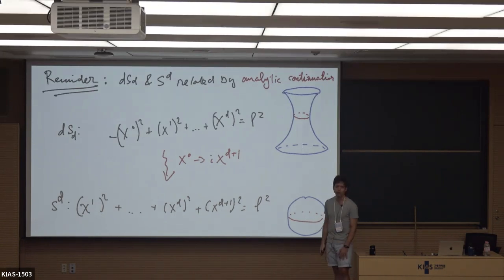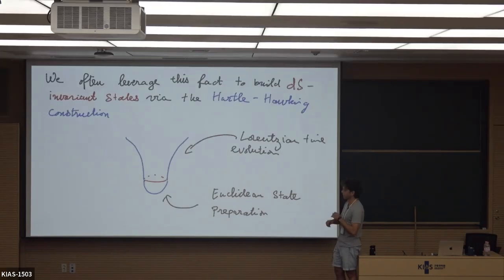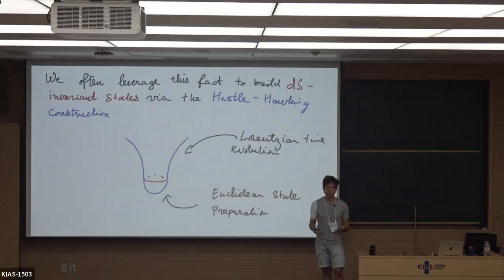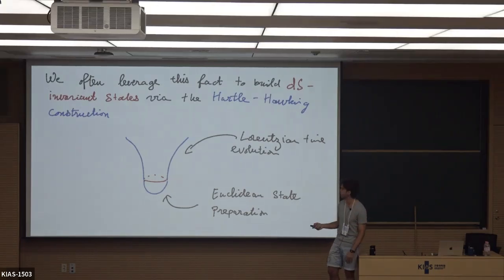They're very different. But nevertheless, we often leverage the fact that de Sitter space can be connected to the sphere via Euclidean, because we like to build de Sitter invariant states using the Euclidean path integral. This is the Hartle-Hawking construction. The basic idea is that you put your QFT in Euclidean, you do some amount of Euclidean evolution to prepare the state on this slice, which is some symmetric slice, which you then attach to Lorentzian de Sitter, and you time evolve that state. Then anything that you can conclude about physics in this state should be de Sitter invariant.